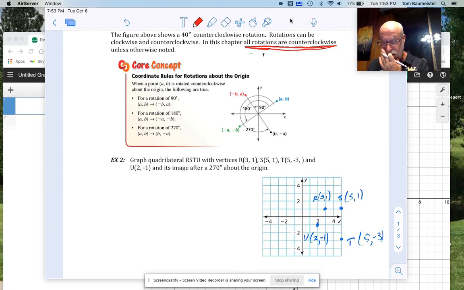So example 2, and again, I accidentally took the one that is the example in the textbook, so hopefully this will help you see it a little bit. So graph quadrilateral RSTU with vertices R is (3, 1), S is (5, 1), and T is (5, 3), and U is (2, negative 1), and its image after a 270 degrees rotation about the origin. So I want you to think here.